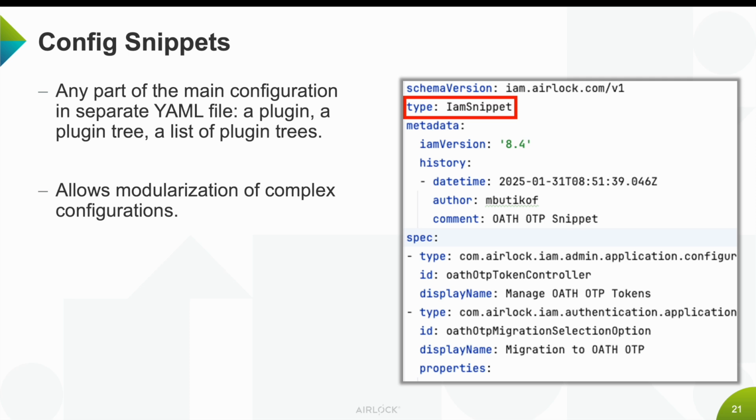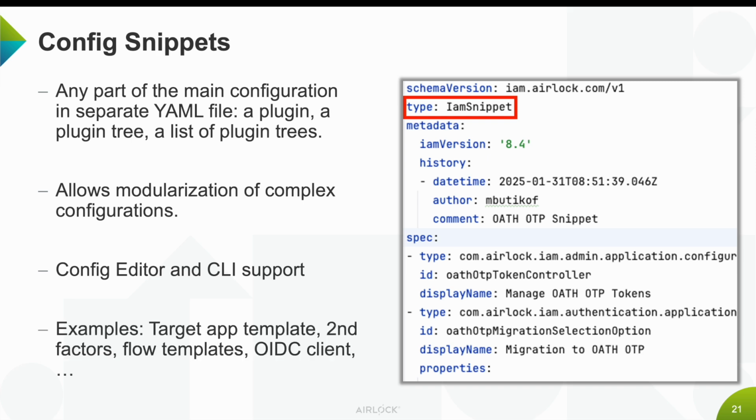Snippets allow you to modularize complex configurations. That means split complex configurations into single parts that can be easily managed and put together again to form whole configurations. Both the config editor and the IAM CLI support snippets, as you will see in the examples afterwards. Examples are target application templates, second factor plugins, float templates, OpenID Connect clients or OpenID Connect servers, and so on. So it's completely up to you what to put in a snippet and how to put snippets together to form a whole configuration.